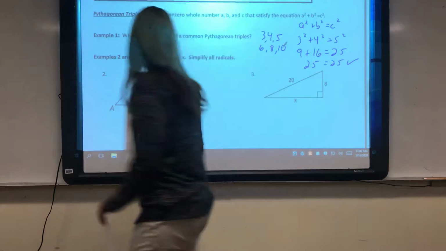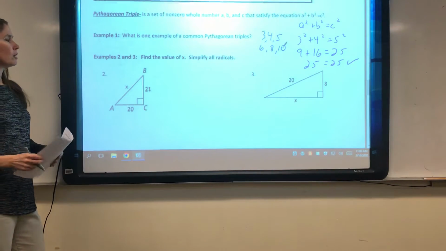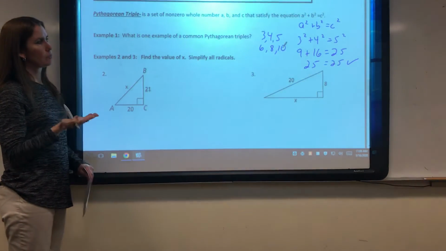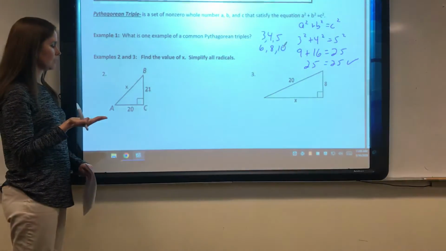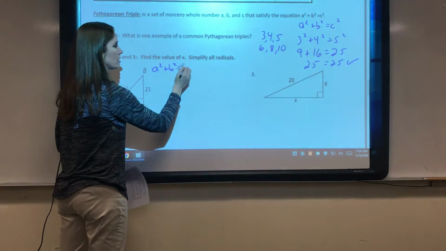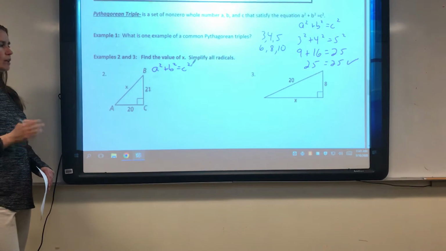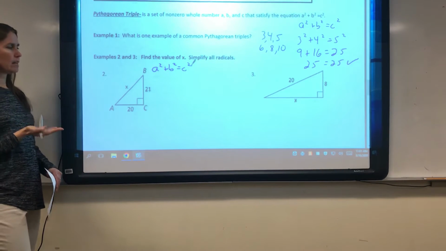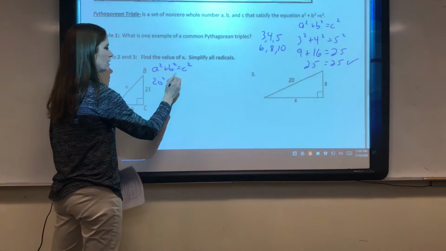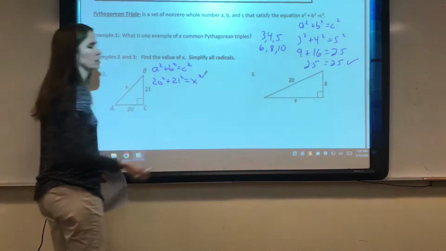On examples 2 and 3, they're saying to find the value of x and to simplify all radicals. So if I have a right triangle and I know two sides and I want to find the third side, that's where the Pythagorean theorem is going to come in. So I like to go ahead and write the formula that I'm using first. And from there, I can plug my numbers in for a, b, and c. So I've got 20 squared plus 21 squared is equal to x squared.